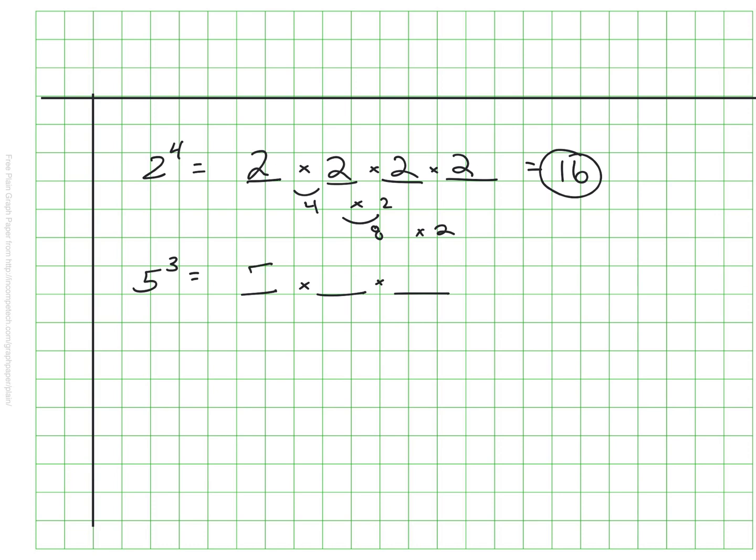This one would be 5 3 times, and we would want to multiply them together. So 5 times 5 is 25, times that other 5 gets us 125. 5 to the third power grows really quickly, ends up as 125.